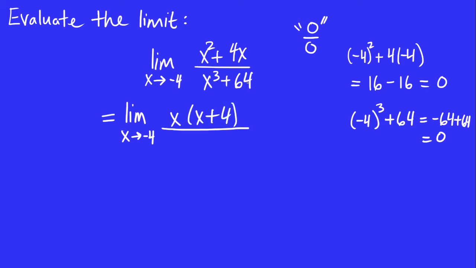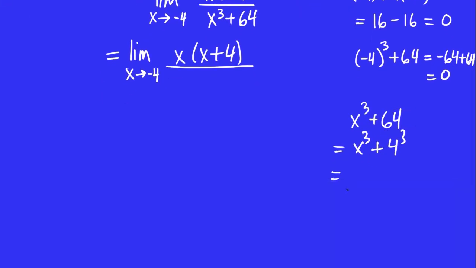And the bottom, what about the bottom? x cubed plus 64 is actually a sum of cubes, because 4 cubed is 64. And there's a formula for the sum of cubes. Do you remember what that is? Let's recall it here. It's a cubed plus b cubed. I hope you know that this is not equal to a plus b, cubed.